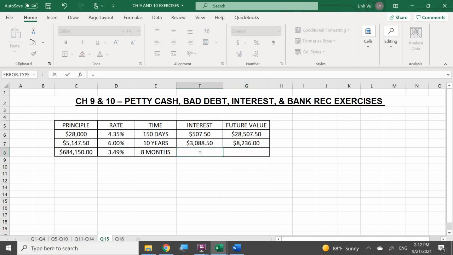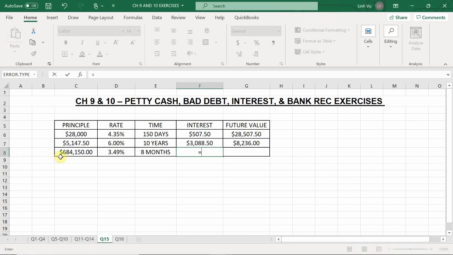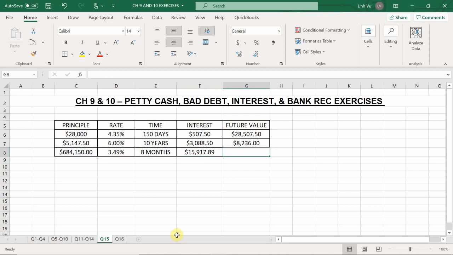Okay. Last example here is going to be if I have an interest rate of 3.49%, right? So let's go ahead and calculate this. So again, principal times rate times time. So your principal here is $684,150 times the percentage of 3.49%. Times, this time it's 8 months out of 12, which should give you a total of $15,000. Okay, you're going to add that to your principal, and you are going to get a total of $700,067.89.